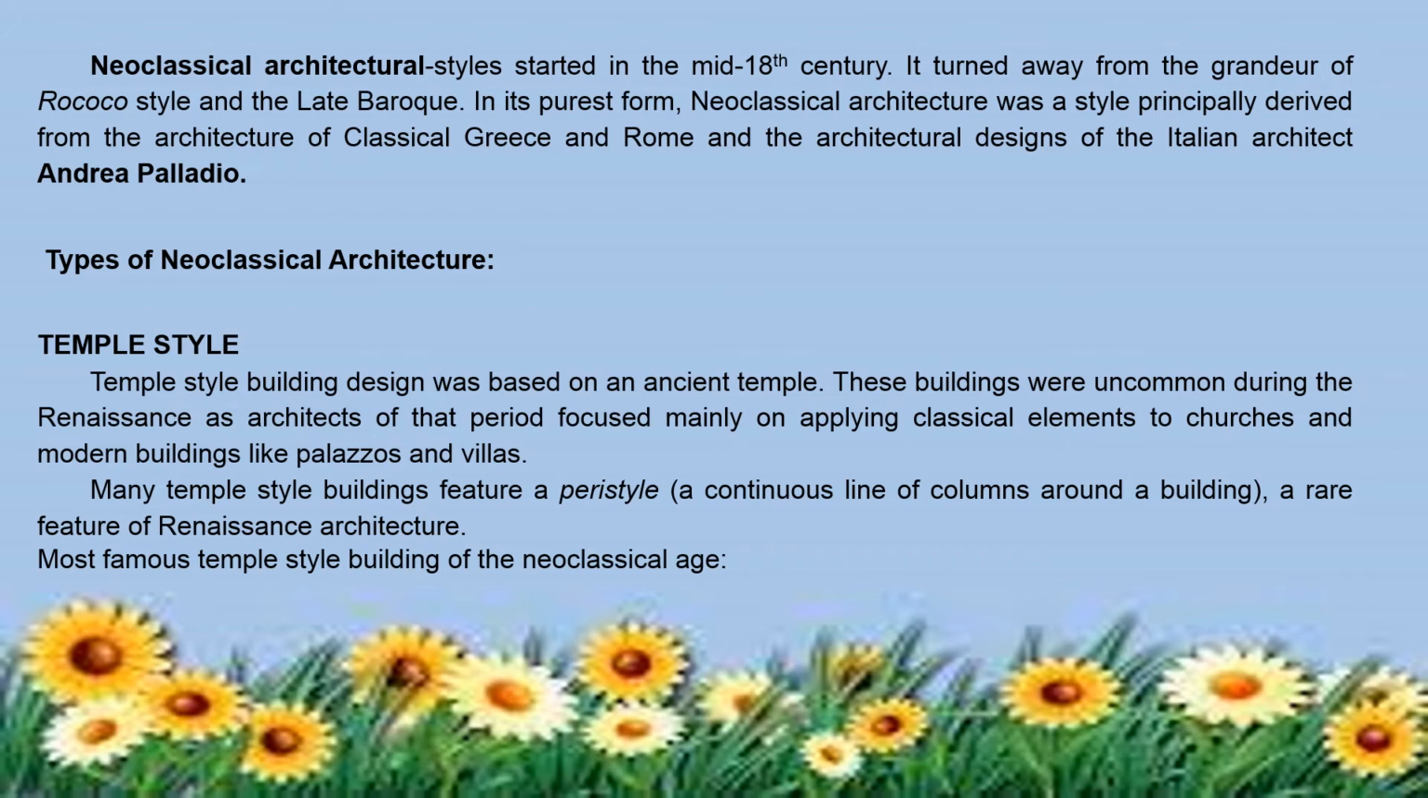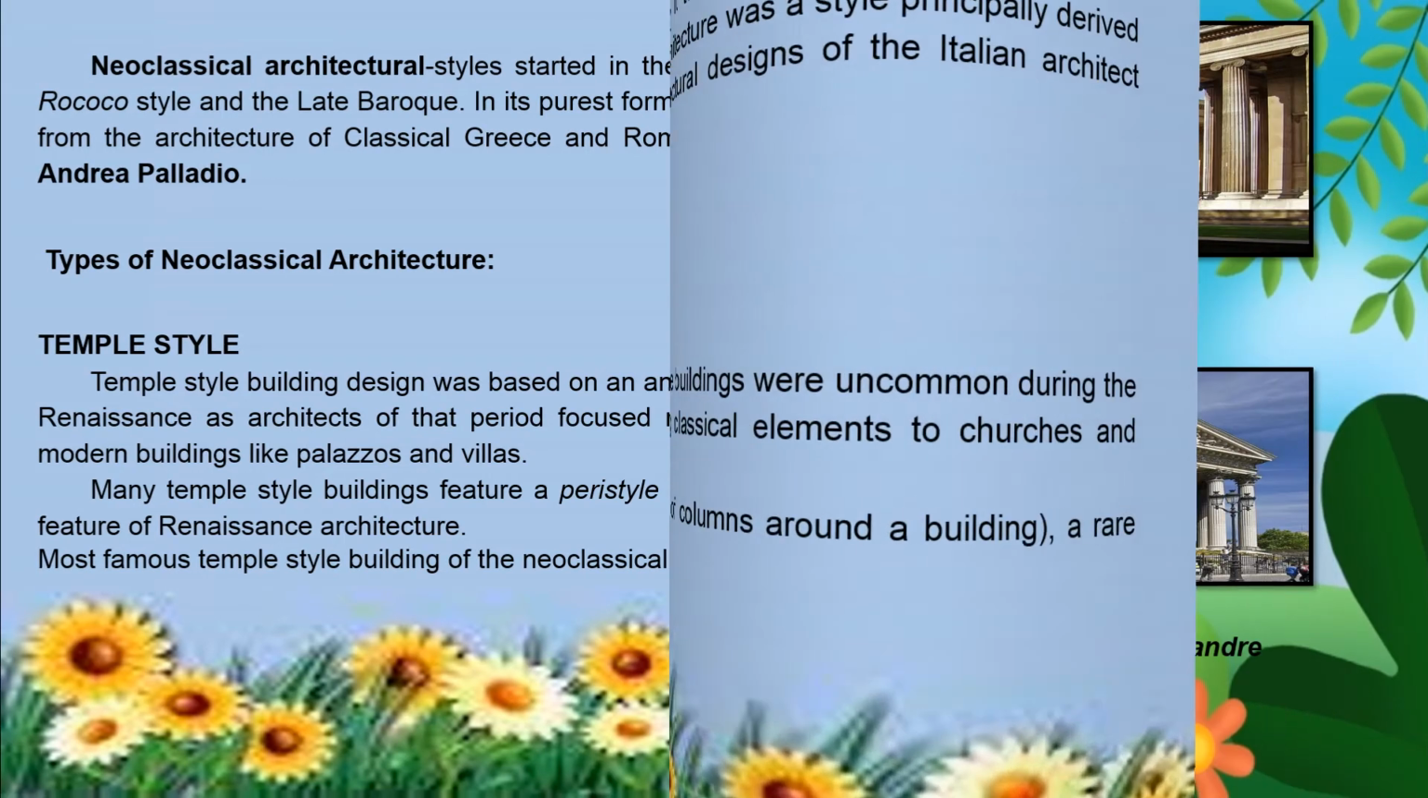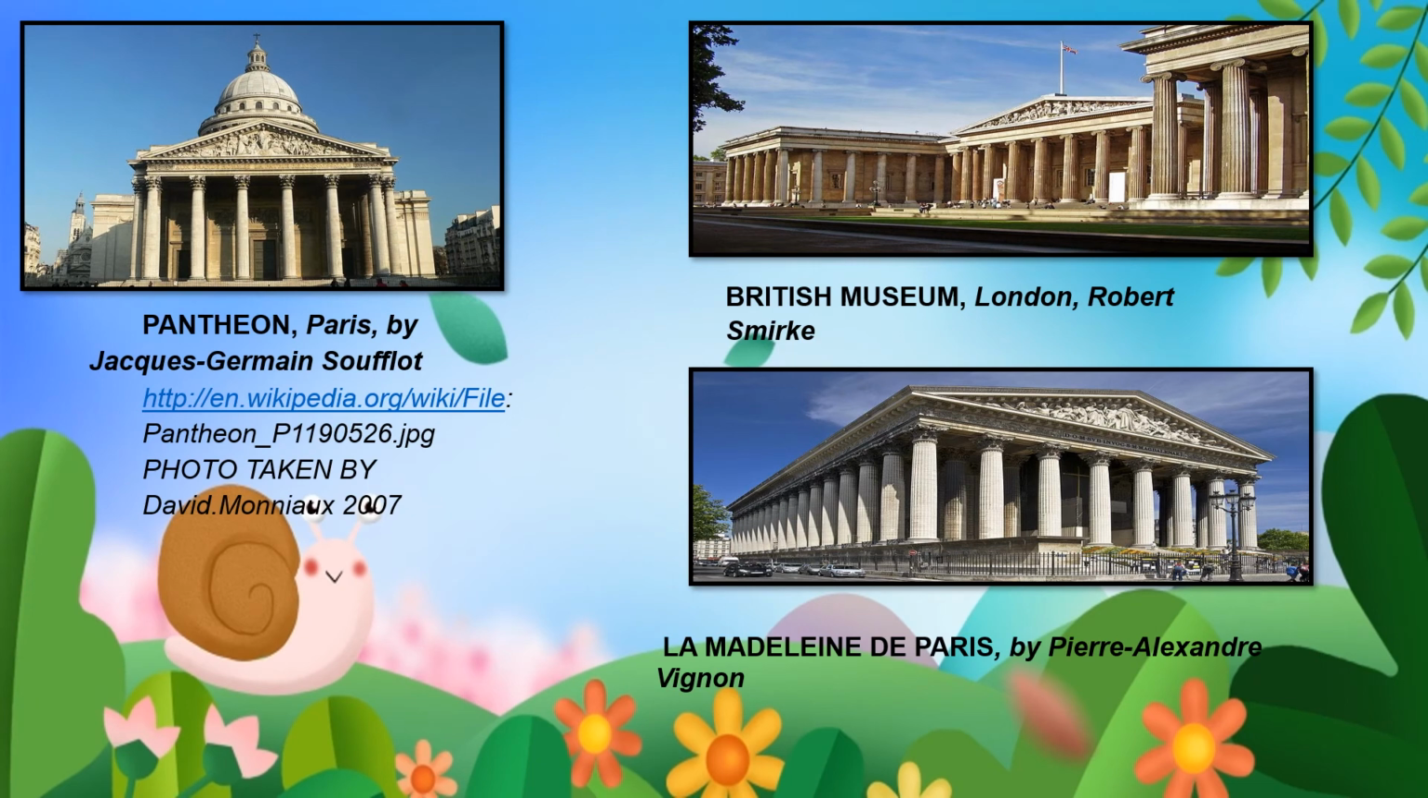Many temple-style buildings feature a peristyle, a continuous line of columns around a building, a rare feature of Renaissance architecture. Most famous temple-style buildings of the Neoclassical age. So this is the example of their styles.